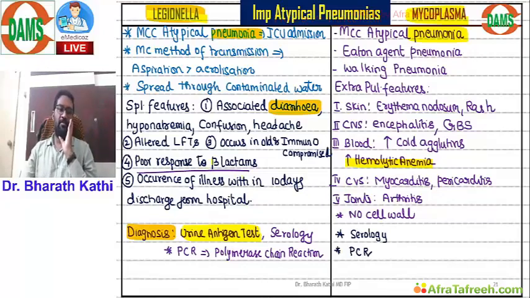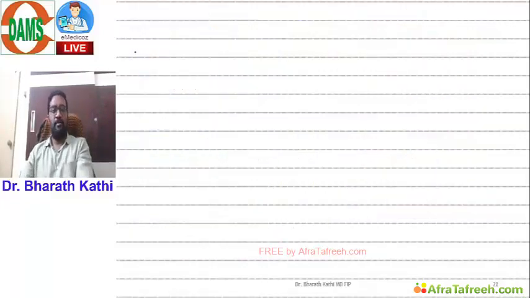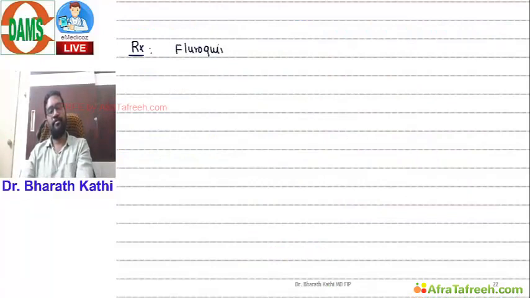As I told you, in both, there is no point in giving beta-lactams. Then what should be given? So treatment is common for both. You can give either fluoroquinolone or macrolide or tetracycline.